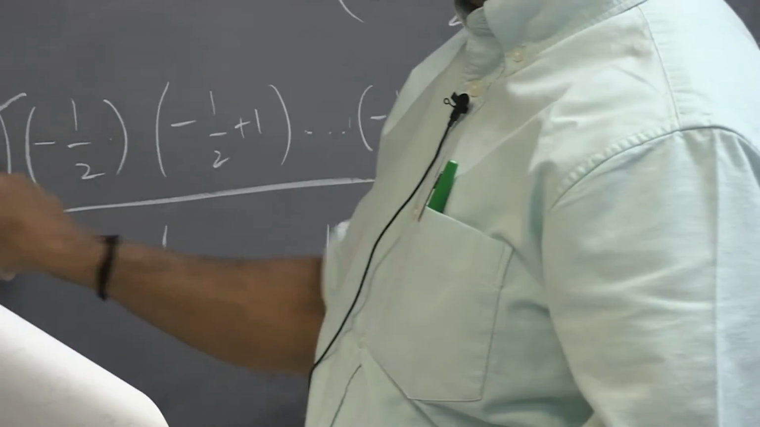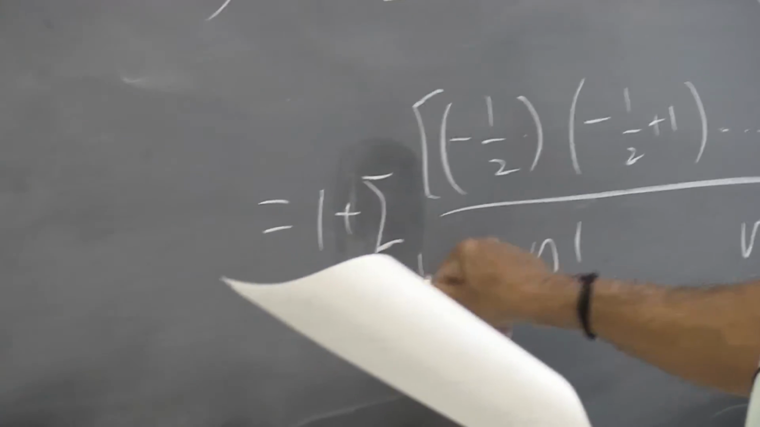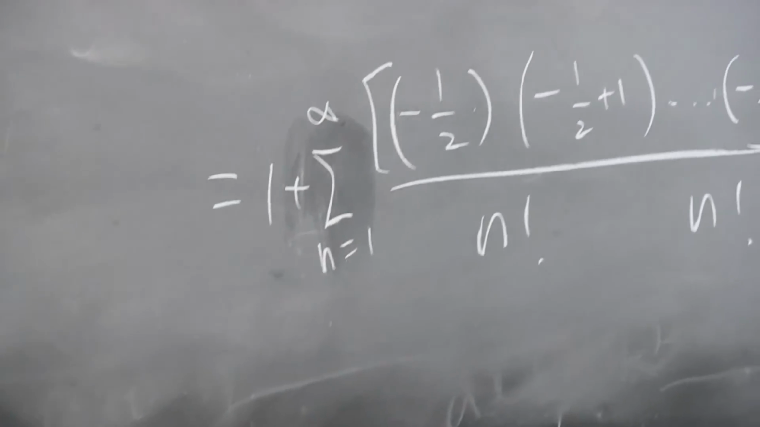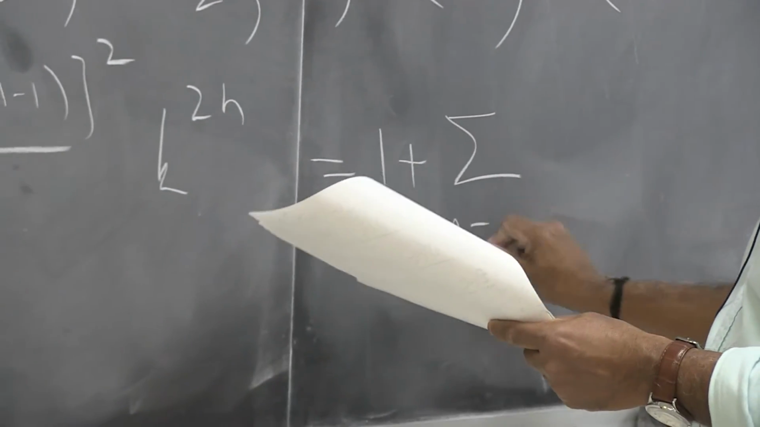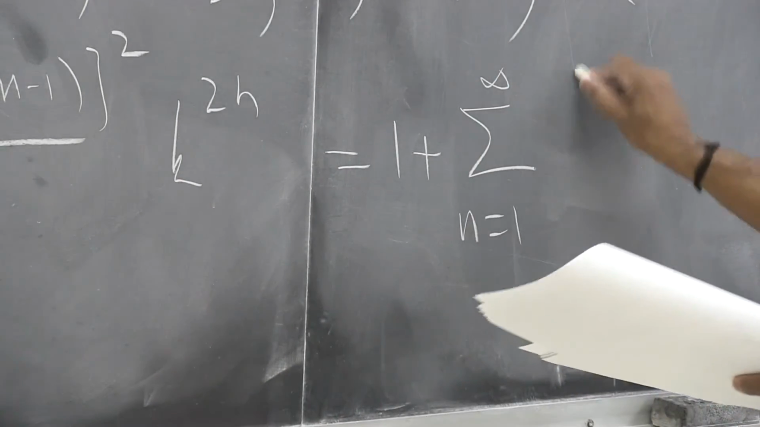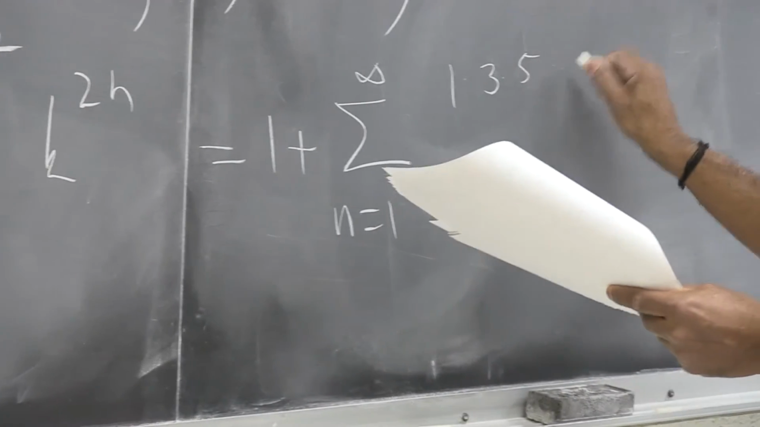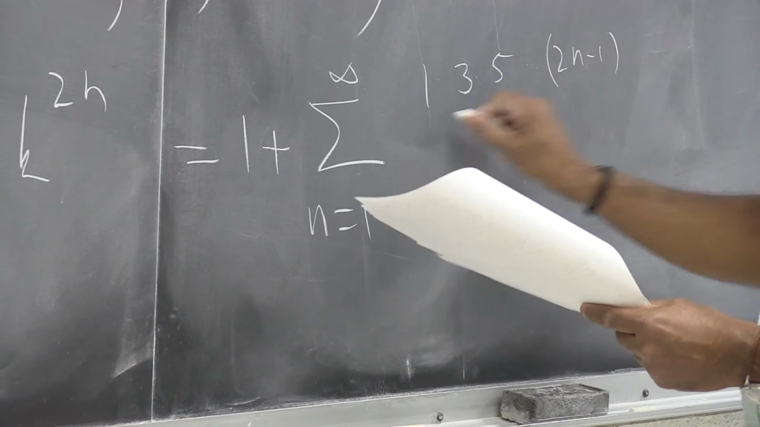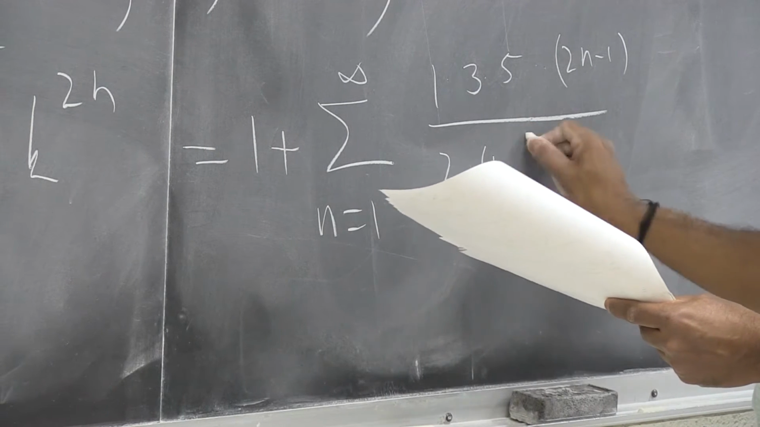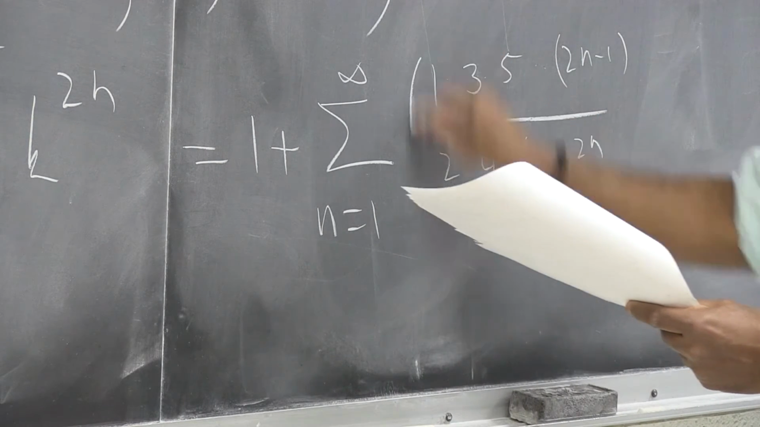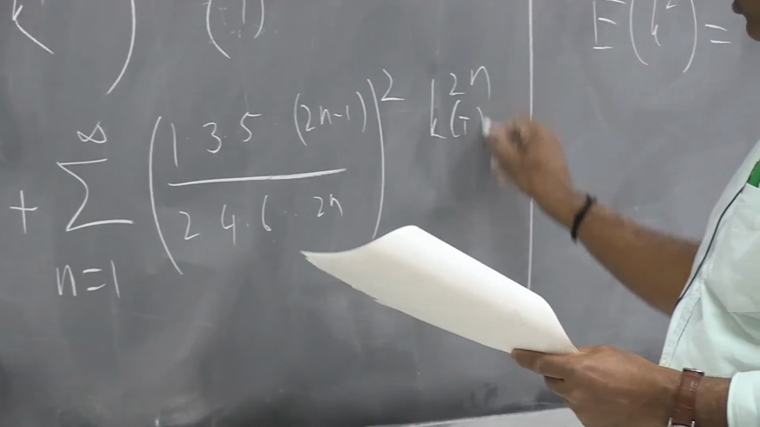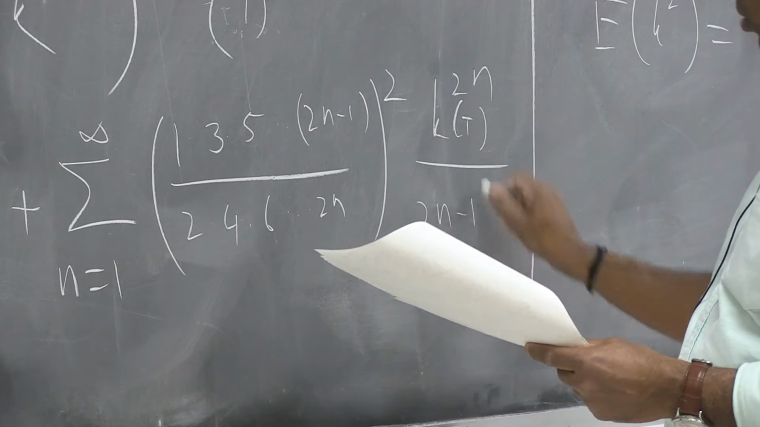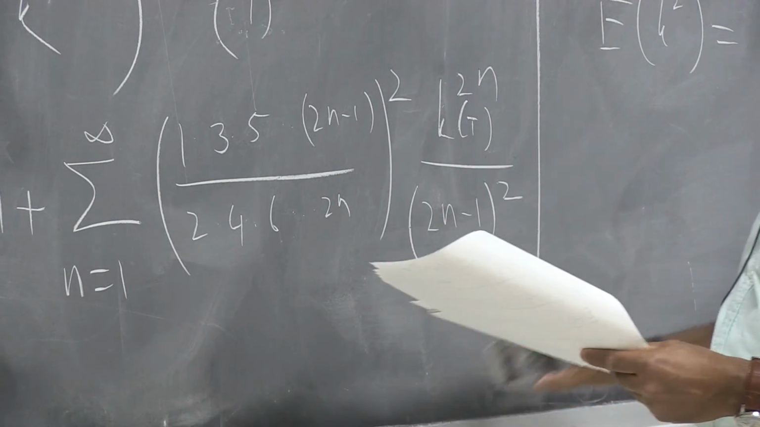There is a summation here, 1 plus the summation n equal to 1 through infinity. If you rearrange, I'm going to leave the details here. This will turn out to be the sum n equal to 1 through infinity of 1, 3, 5, etc., 2n minus 1, same as there, over 2, 4, 6, etc., 2n, the whole thing squared, times k to the power 2n over (2n minus 1), the whole square. And here is the interesting thing.